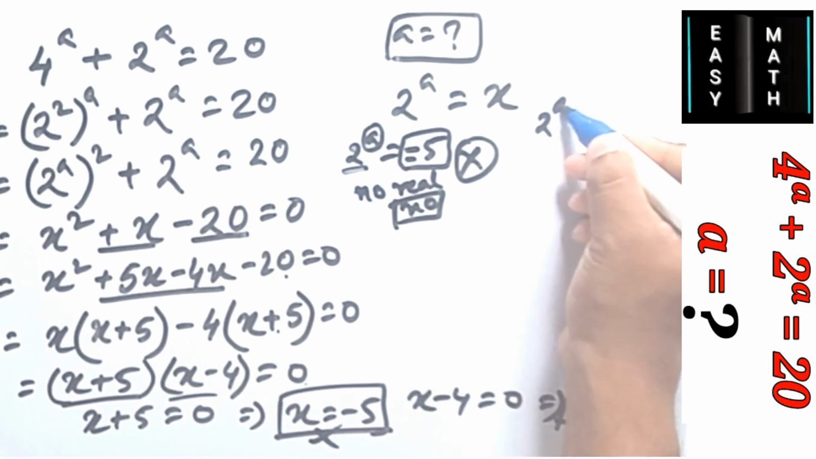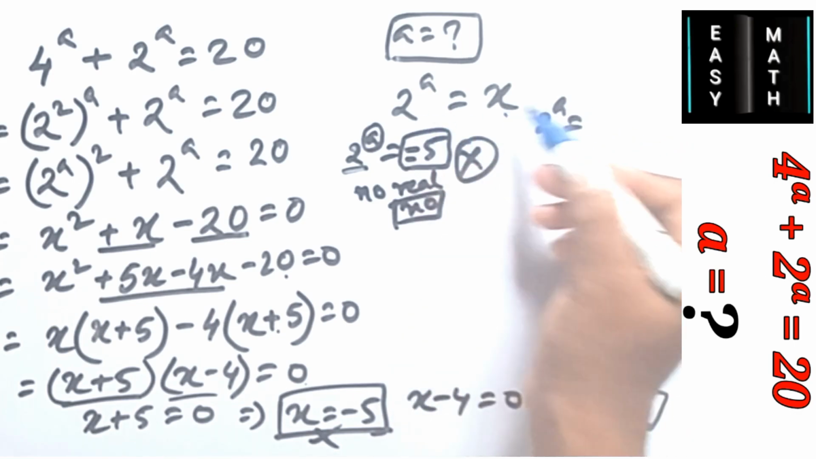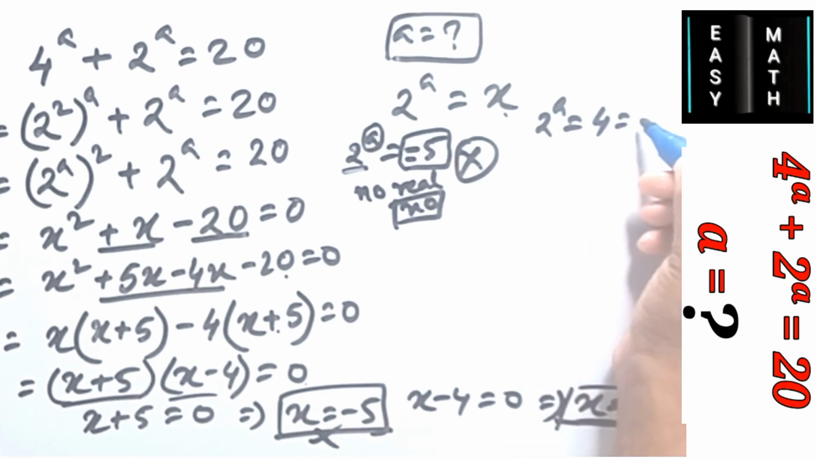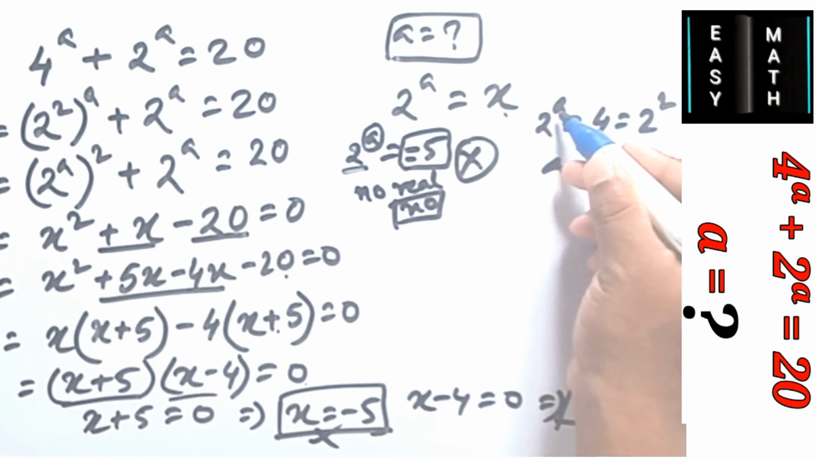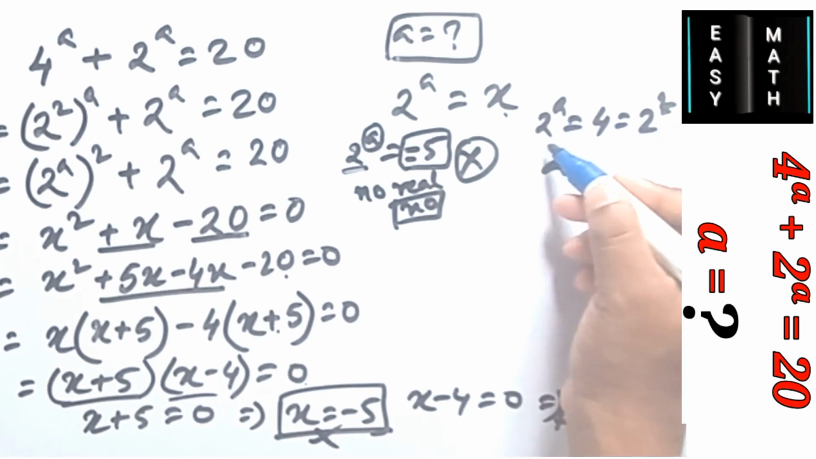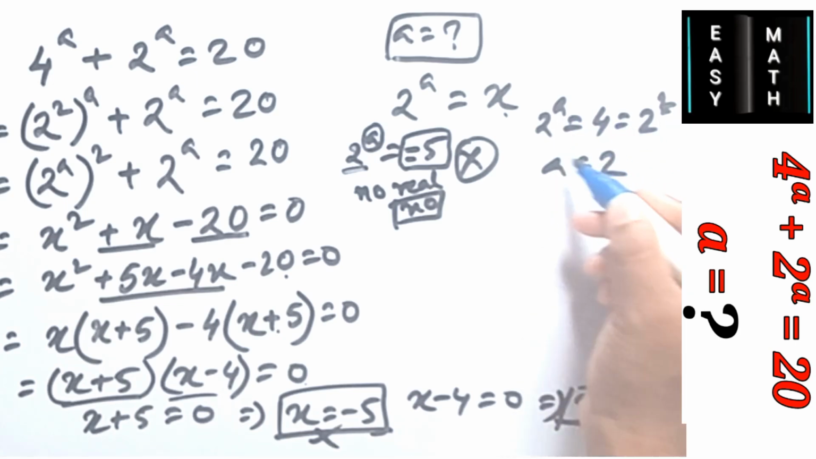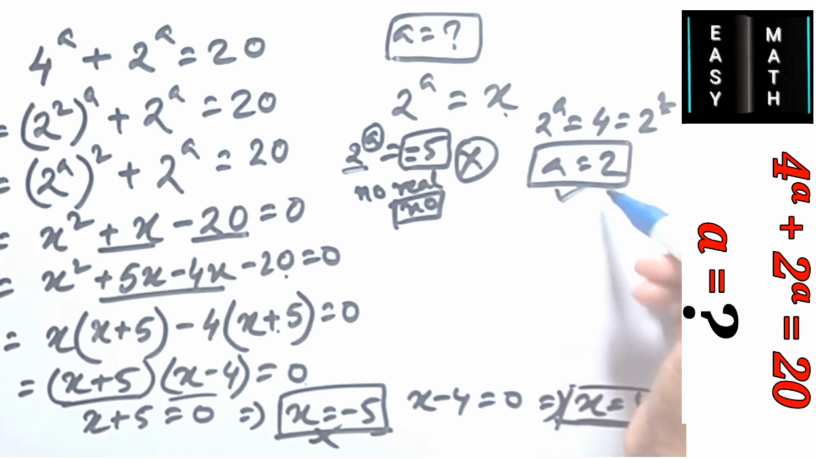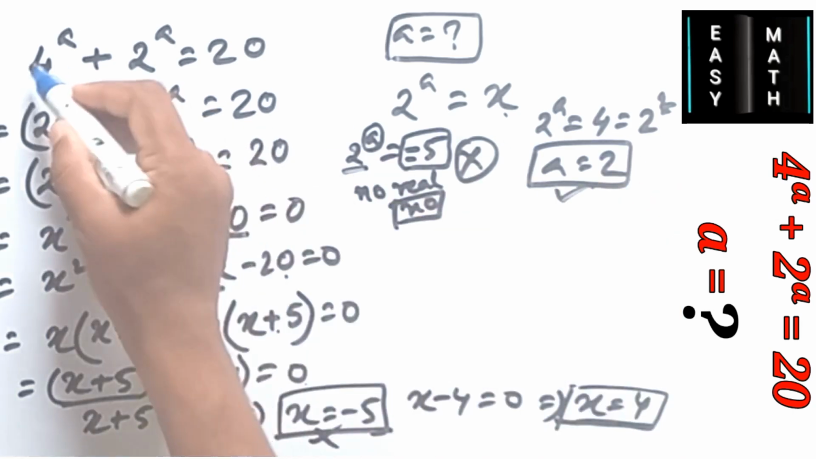And 2 to the power a is equal to 4, so 4 is equal to 2 squared, so we can write, same base, so a value is 2. So we take this a value is 2, and verify this.